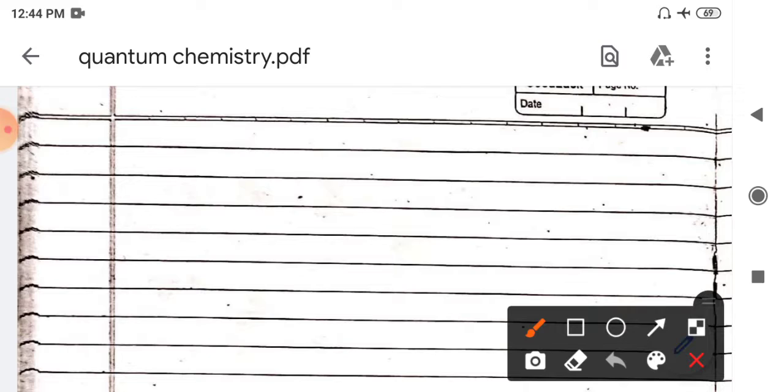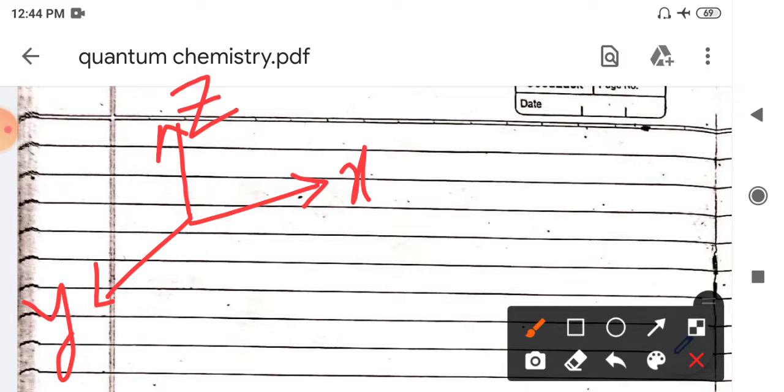Previously we have seen that for the 1D box, 2D box or 3D box, we have to consider the motion of a particle along the x, y and z axes. But for the rigid rotor or the hydrogen atom problem, there are in total two particles. For the rigid rotor there are two atoms, and for the hydrogen atom problem there is a nucleus and an electron. So in order to study this, we have to consider a two particle system.